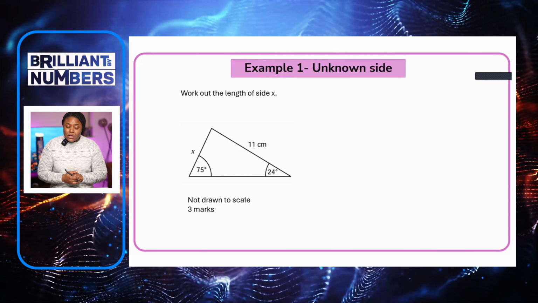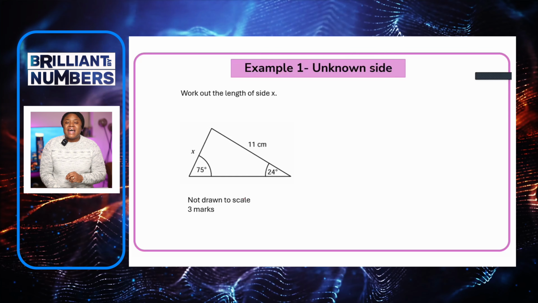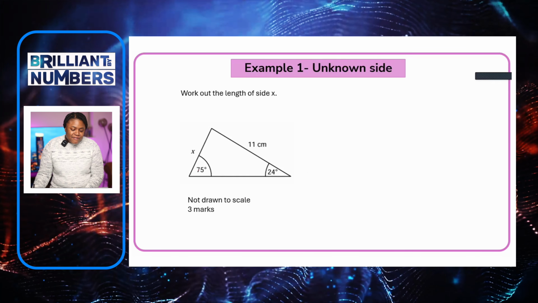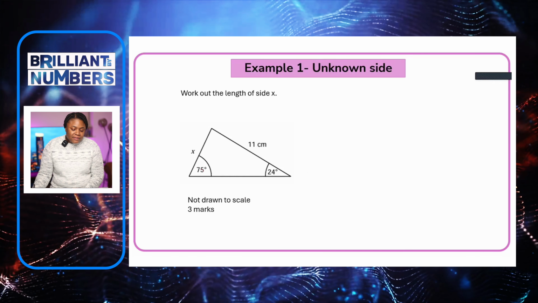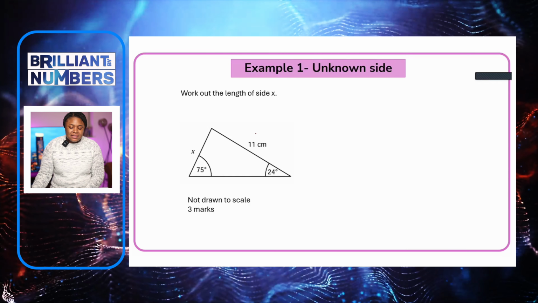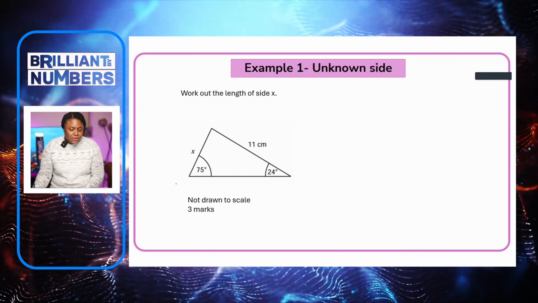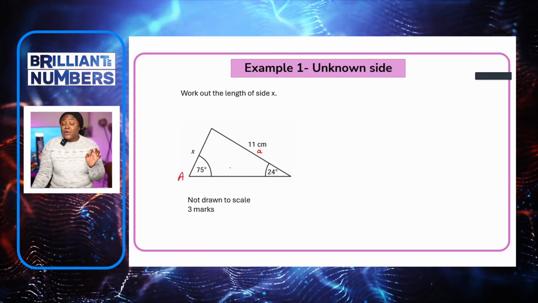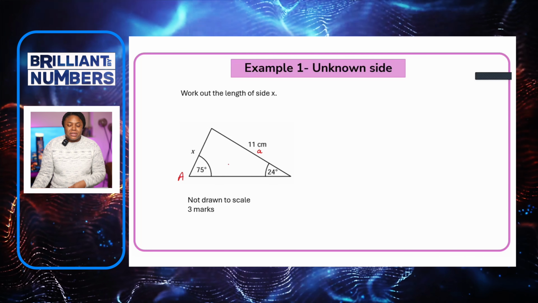So at this point, we will then check, is there a matching pair? And if I look here, I've got angle 75 degrees and the matching side to that is 11. So I'm just going to label them A and little a, just to give us the focus that these two are the matching pair.